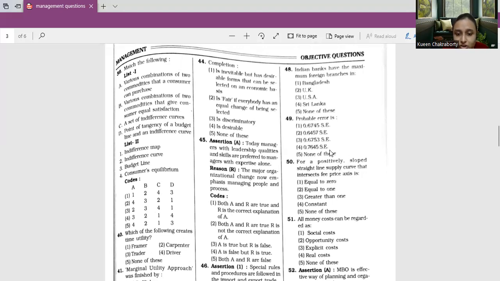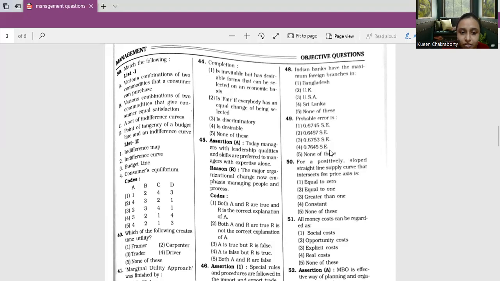Various combinations of two commodities that a consumer can purchase: what is a budget line? It is a price line that represents the various combinations of two goods which can be purchased with a given money income and assumed prices of goods, provided those are fixed. Next, we have the consumer's scale of preference, which is derived by means of an indifference map. That is a set of indifference curves which ranks the preferences of the consumer.